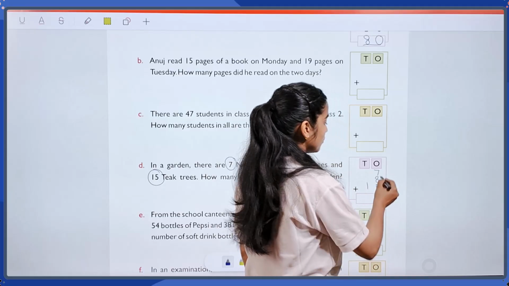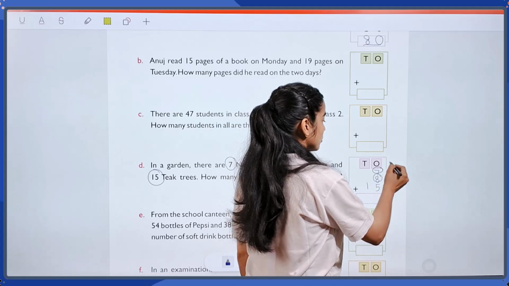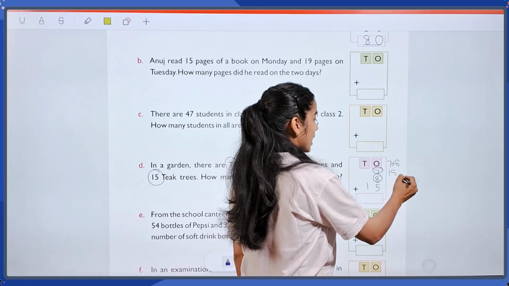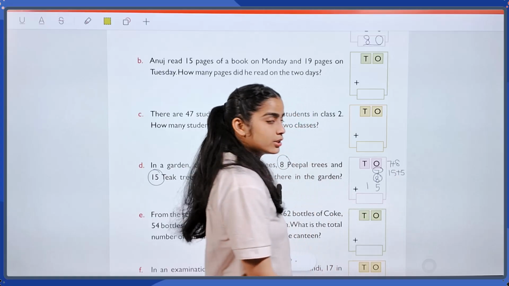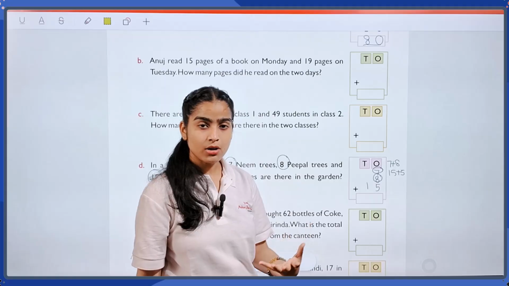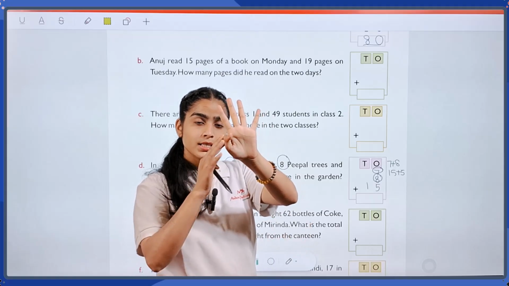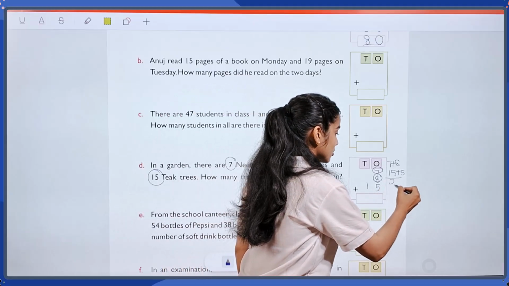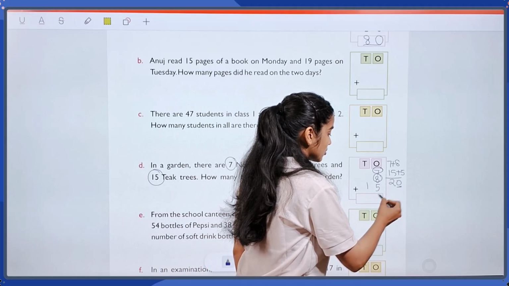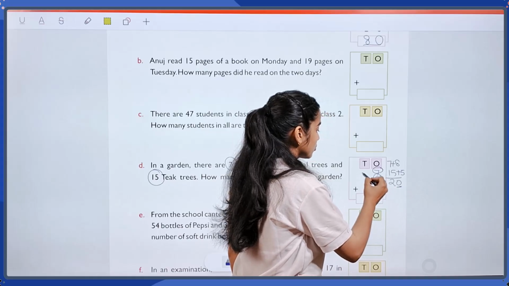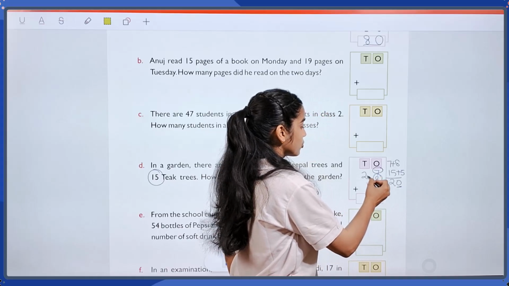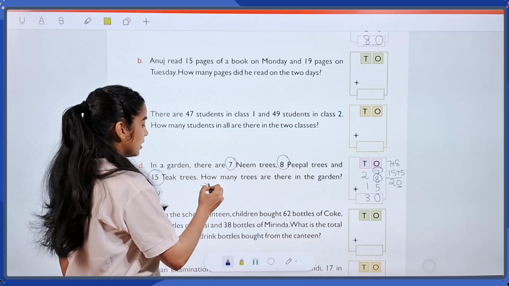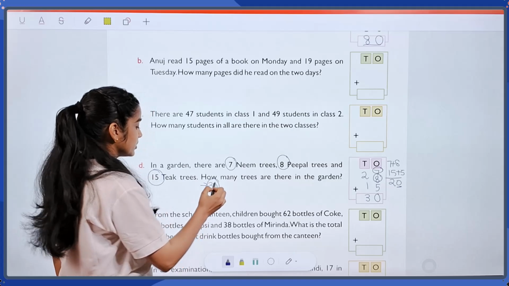So first you have to add 7 and 8. You will get 15. After 15 you have to add 5 to this. So how can you add this? You can start your counting after 15 till the 5th place: 16, 17, 18, 19, 20. So you get 20 here. So what do you write here? Only the last digit, 0. Then 2 should be on the other addends we have. So 2 plus 1 is 3. So how many trees are there? There are a total of 30 trees.